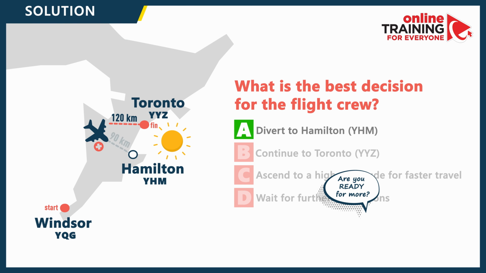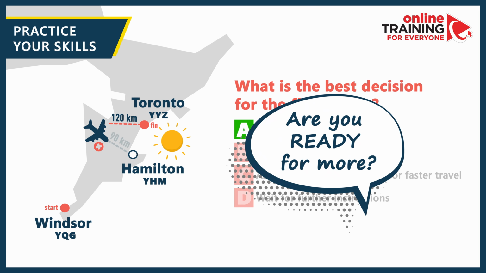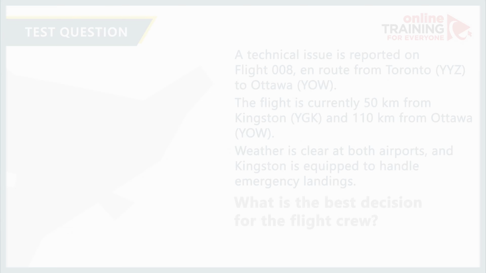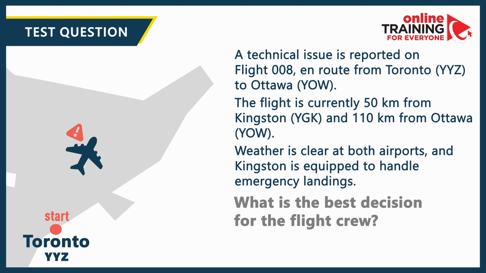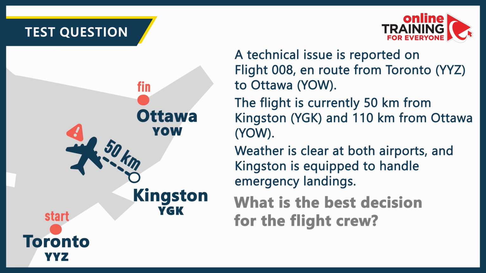But wait, are you ready to practice your skills? Try this question to see how you would do. A technical issue is reported on flight 008 en route from Toronto to Ottawa. The flight is currently 50 kilometers from Kingston and 110 kilometers from Ottawa. Weather is clear in both airports, and Kingston is equipped to handle emergency landings. What is the best decision for the flight crew?